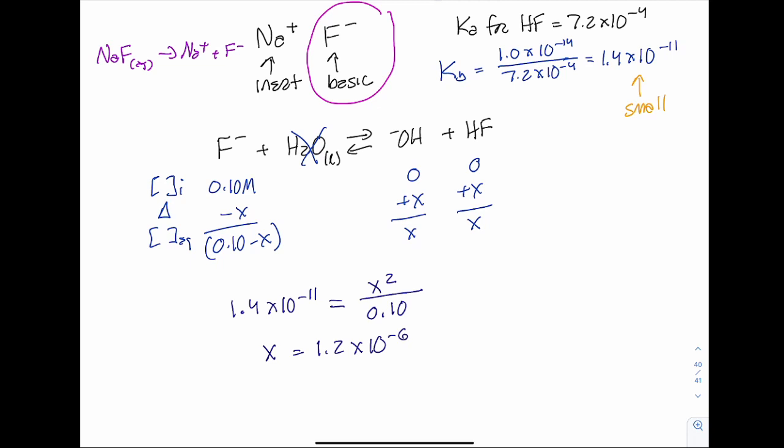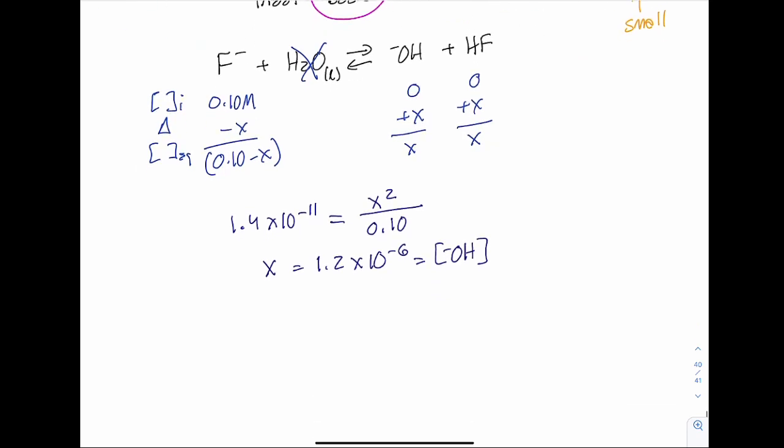And then this is where you have to be careful, right? I wrote a base dissociation equilibrium equation. So x is equal to my hydroxide ion concentration. Also HF concentration, but we weren't asked to solve for that. We were just asked to solve for pH.